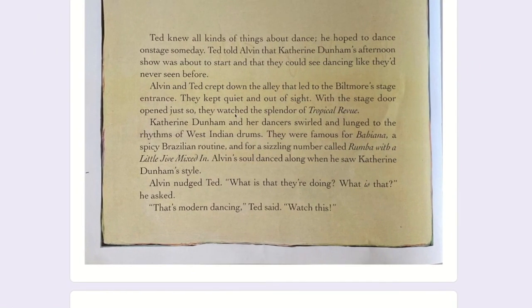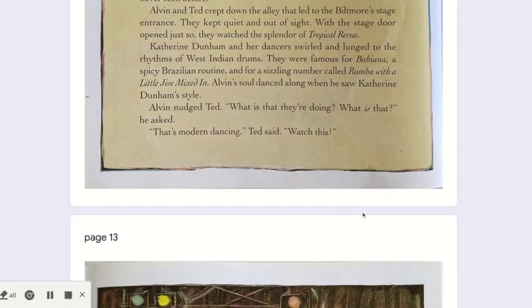Alvin and Ted crept down the alley. Catherine Dunham and her dancers swirled and lunged to the rhythms of West Indian drums. They were famous for Bahiana, a spicy Brazilian routine, and for a sizzling number called Rumba with a little jive mixed in. Alvin's soul danced along when he saw Catherine Dunham's style. Alvin nudged Ted. "What is it that they're doing? What is that?" he asked. "That's modern dancing," Ted said. "Watch this."